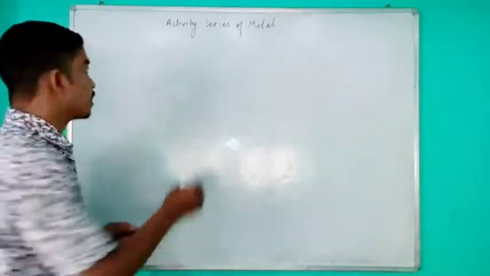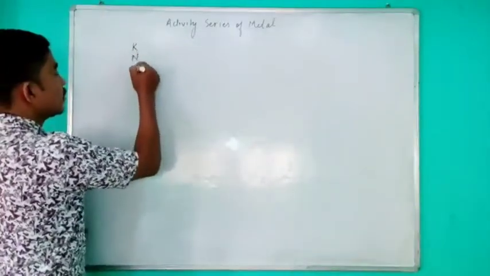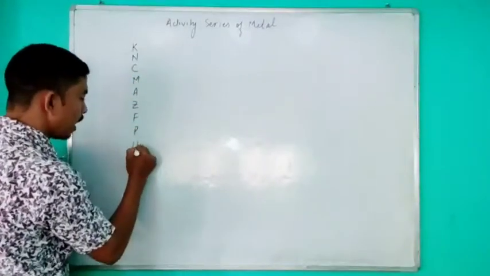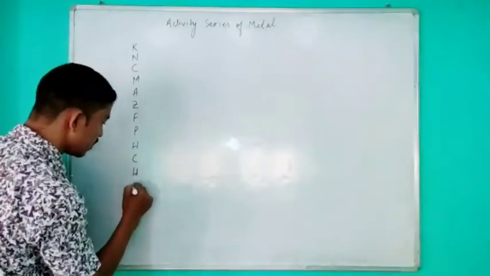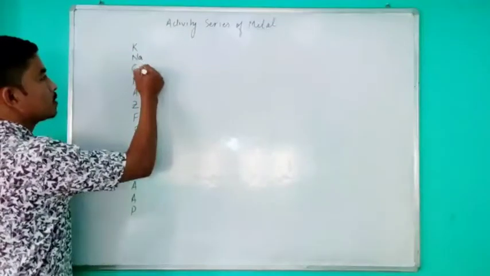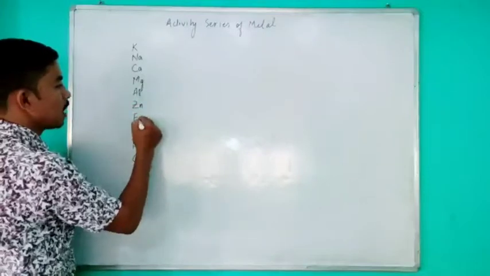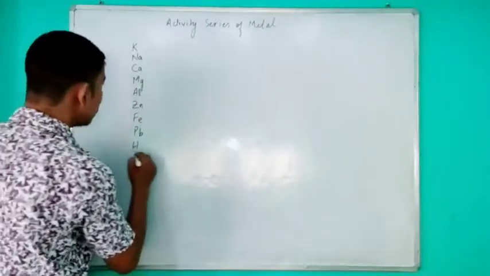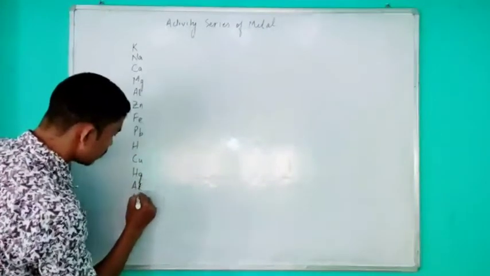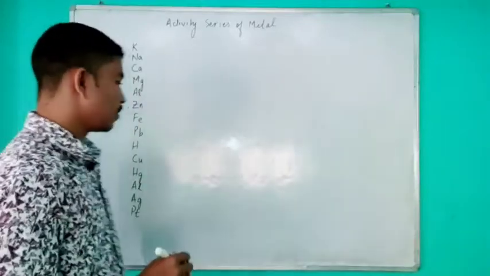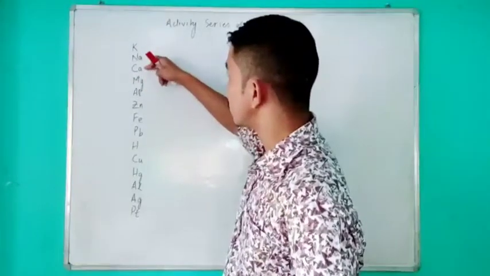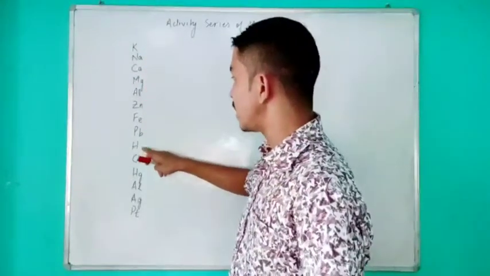So what are the different metals in the series? You can remember it simply with the mnemonic: "Can never can make a Jew for people." Okay, so this K denotes potassium, then sodium, calcium, magnesium, aluminum, zinc, iron, lead, hydrogen. Then we have copper, then mercury, silver, gold, and finally platinum. Okay, so this is the way you can remember the metal activity series in order.